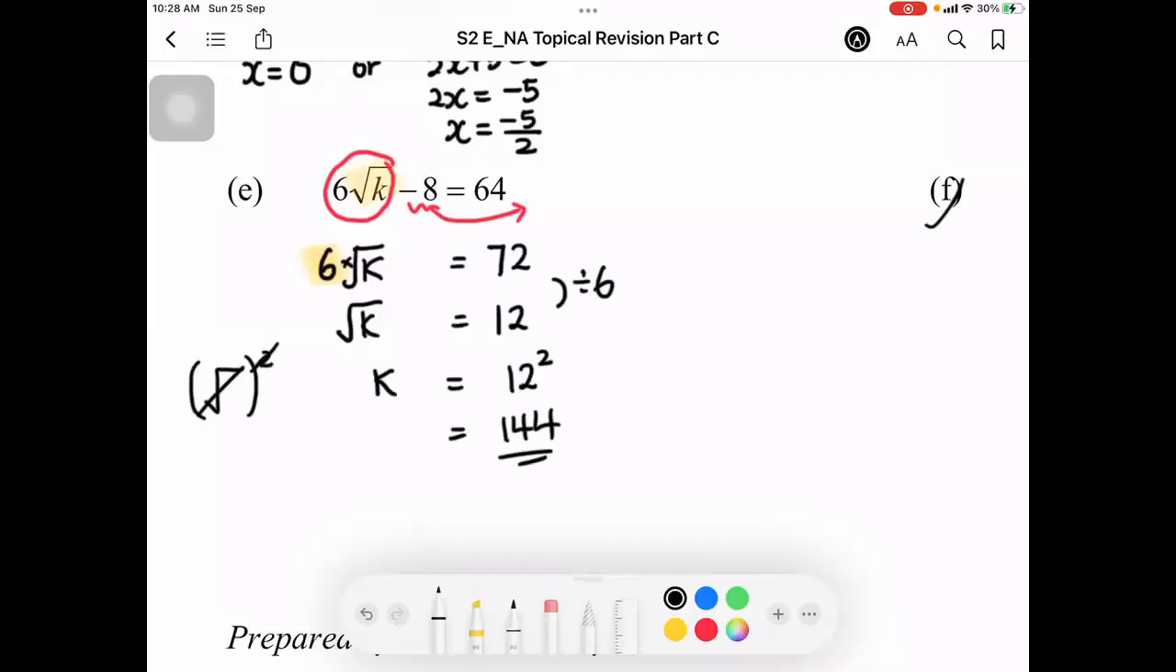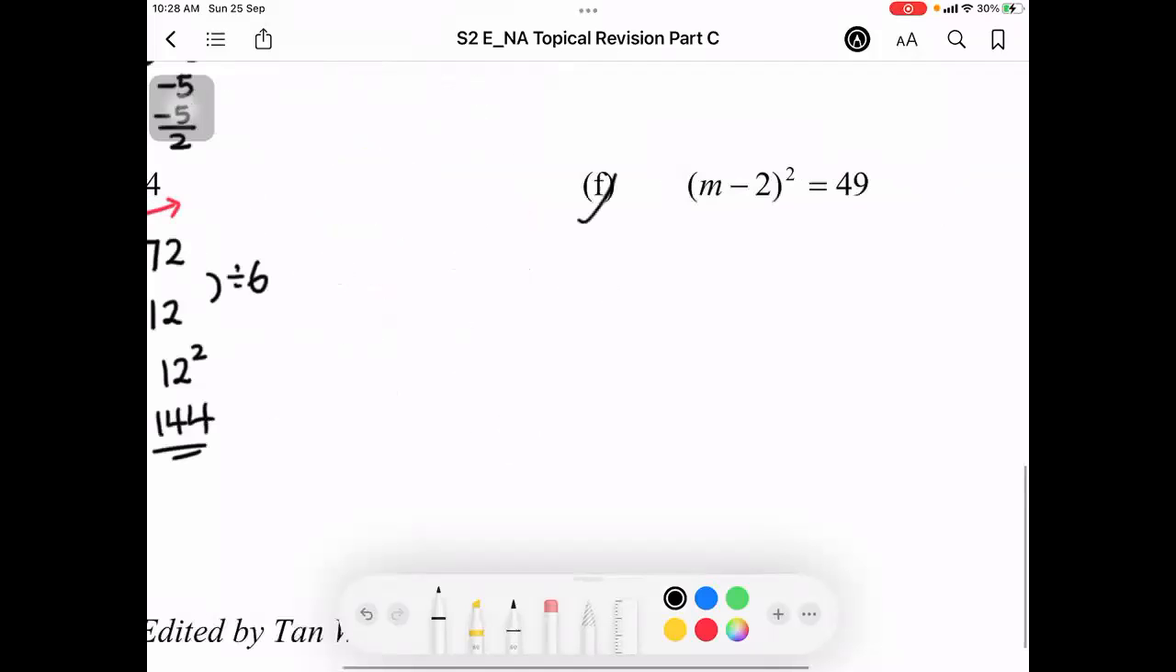Okay, so for this type of question, please take note. Outermost enemy: shift away the plus or minus term here first. Then when it's on its own, get rid of the coefficient, the number in front of it. Then after that, square or square root or whatever accordingly. Okay. Next question, part F, how to solve this?